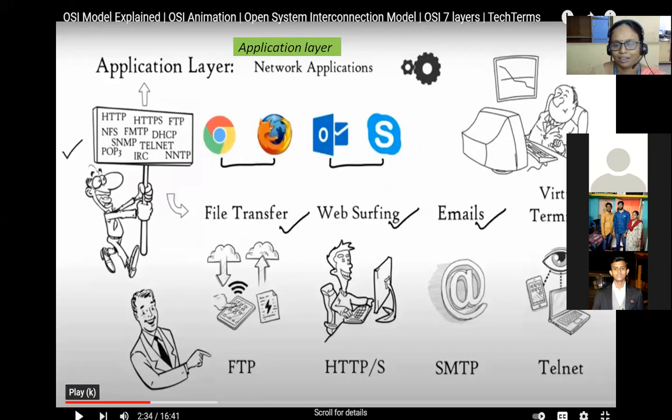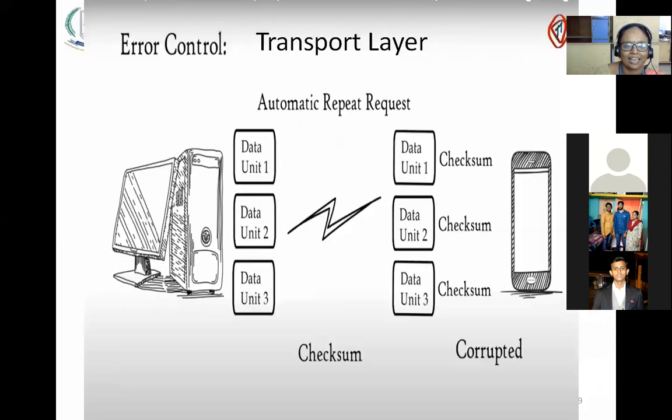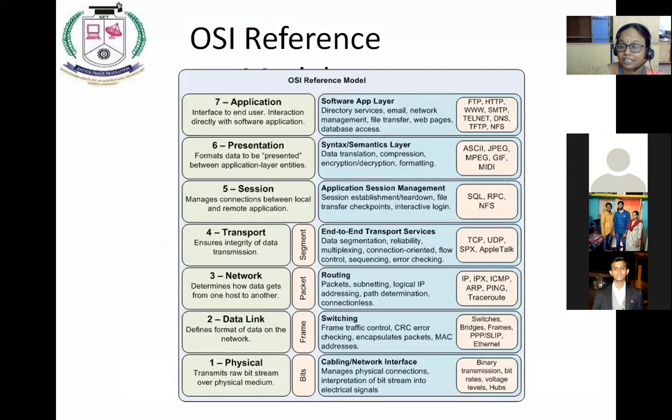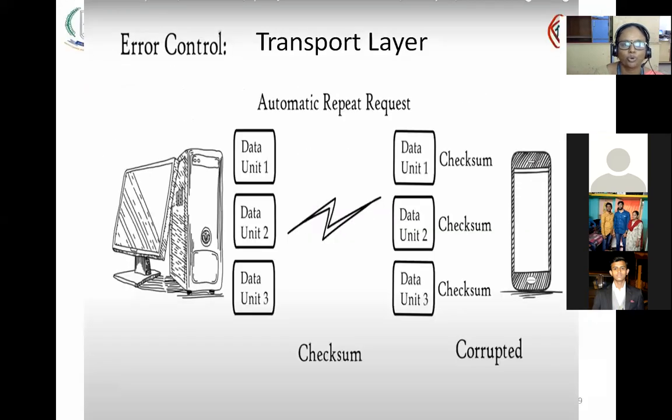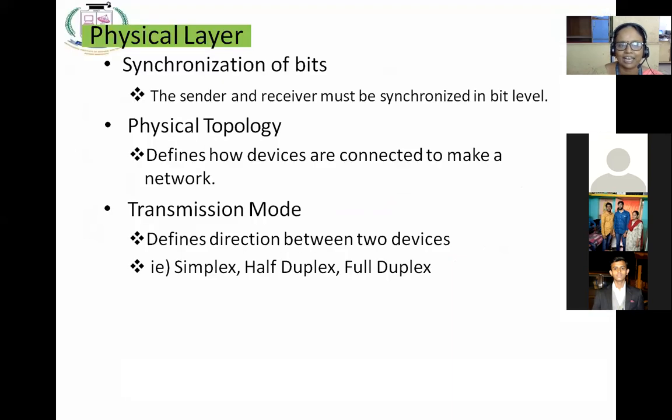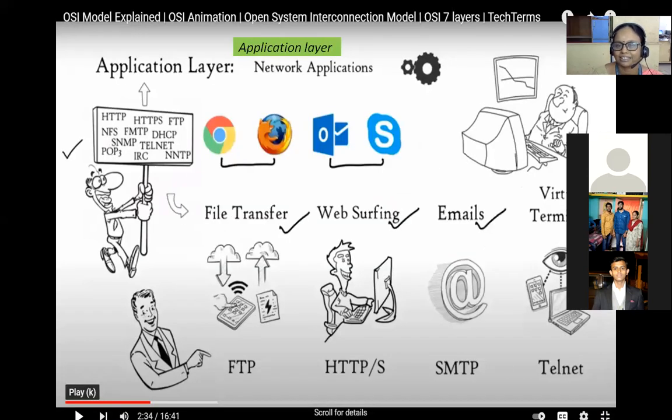Okay, I think we have told you about two layers today. So I think this is the entire 7 layers diagram. So I think a small recap, and then we will move on to the next layer.